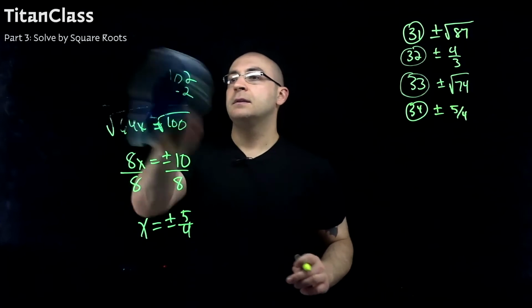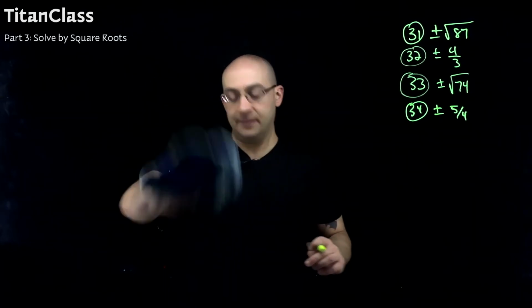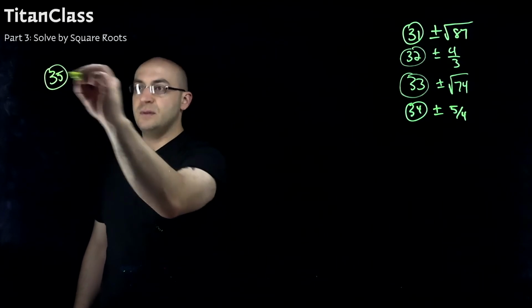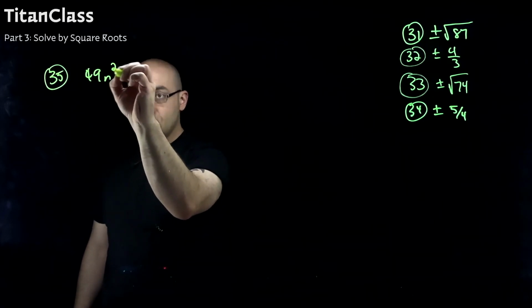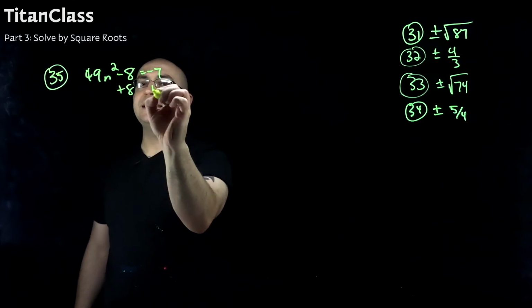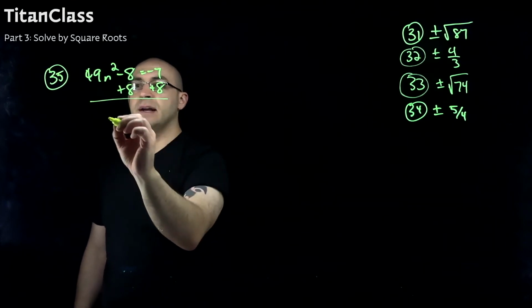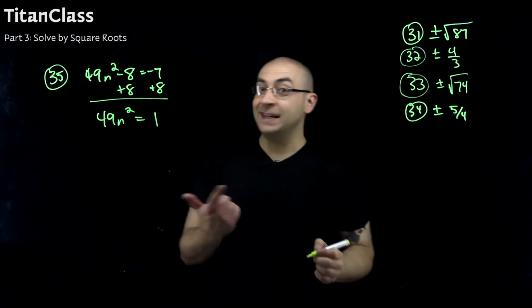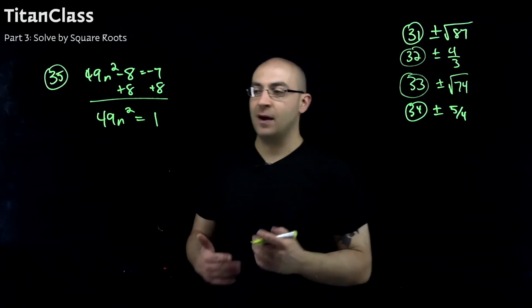Okay. And again, last one in the set, and it's not terribly bad. 35 is 49n squared minus 8 equals negative 7. We'll add 8 to both sides, which will get rid of that negative, right? 49n squared is going to equal 1. 1 is a perfect square because 1 times 1 is 1.